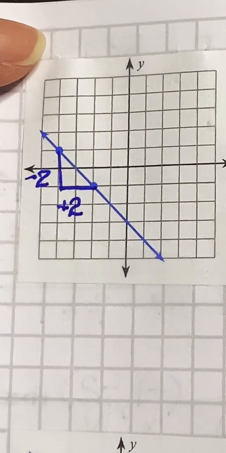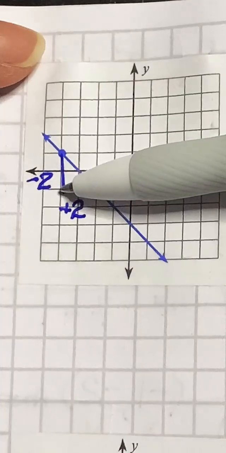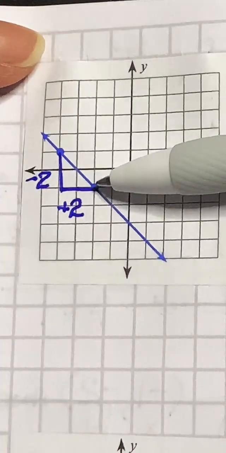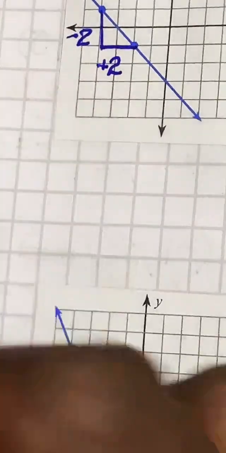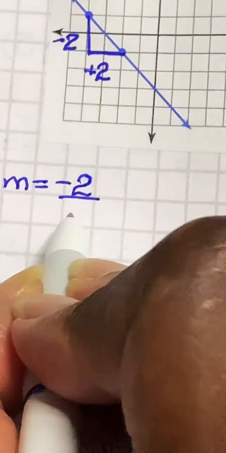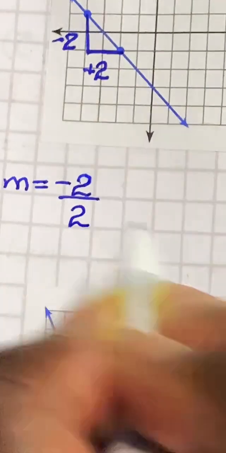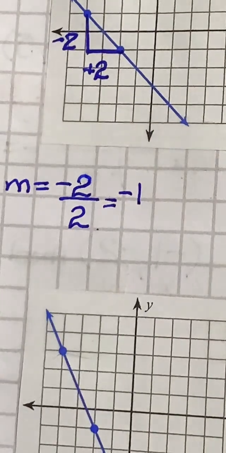Okay. So since I started at this point up here, I went down 2 and to the right 2. So that means my slope, remember, even though my rise is negative, that still remains in the numerator. My run is always in the denominator. But negative 2 divided by 2, that gives me a negative 1.